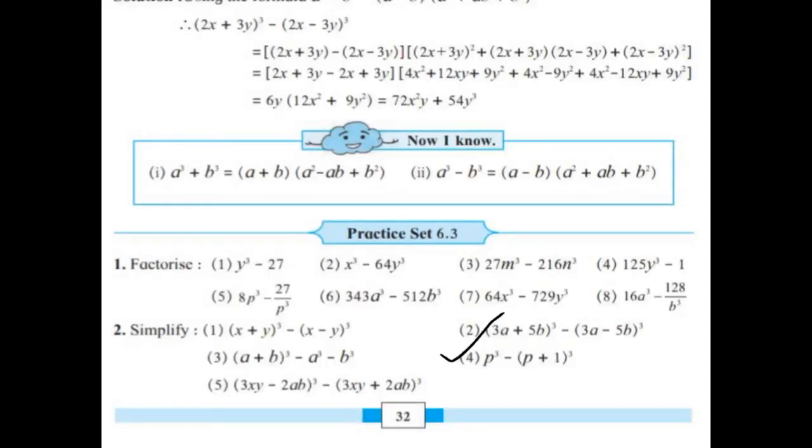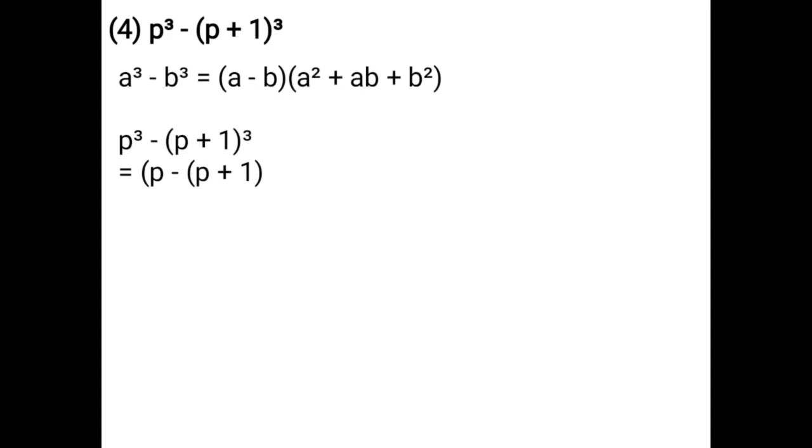p cube minus (p plus 1) the whole cube. The formula of a cube minus b cube is (a minus b)(a square plus ab plus b square). You have to write the expansion form of the formula of a cube minus b cube. a is p and b is p plus 1. That is equal to a minus b, which is (p) minus (p plus 1), a square is p square, plus ab is plus p into (p plus 1), plus b square is plus (p plus 1) the whole square.